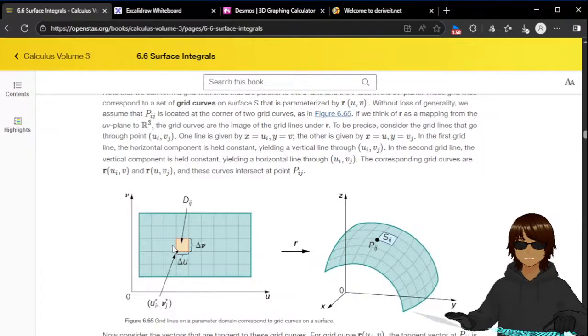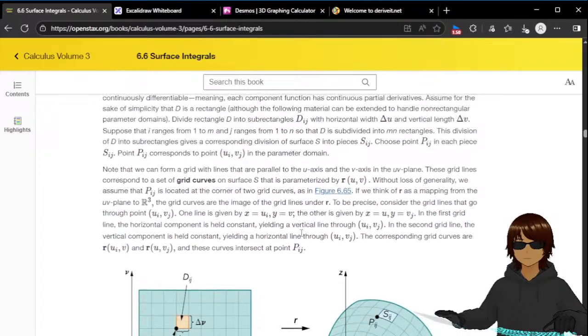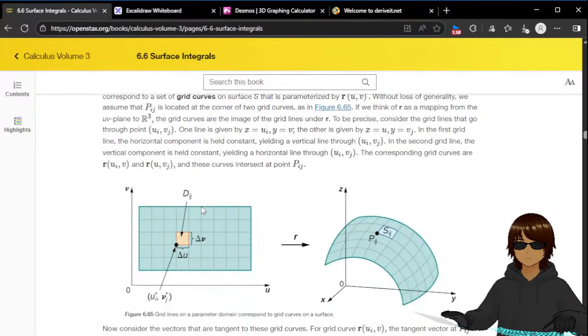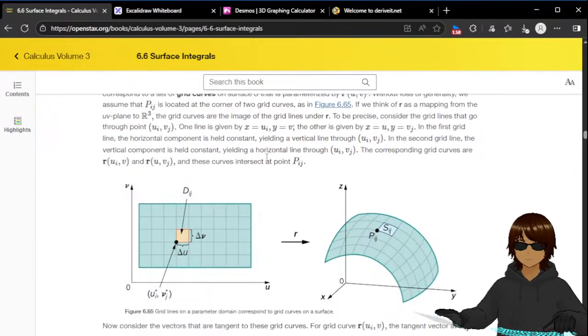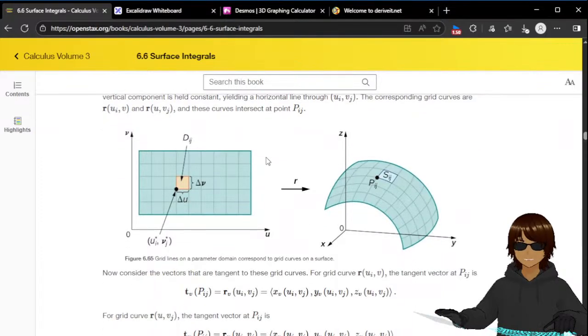Okay, so within the uv domain, we divide it into squares, and for each square, we have this area over here. Now we can form a grid with lines that are parallel to the u axis and the v axis in the uv plane. These grid lines correspond to a set of grid curves on surface S that is parameterized by r(u,v). Without loss of generality, we assume that P_ij is located at the corner of the two grid curves, as in figure 6.65.